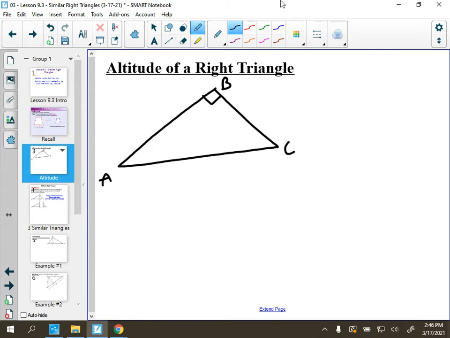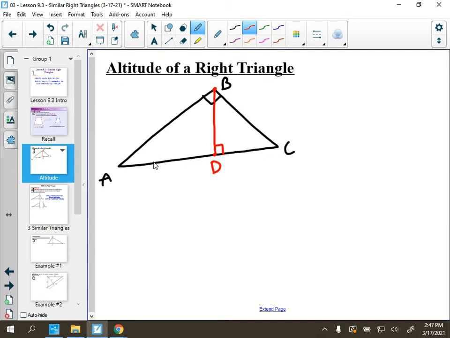There's a third one though, and that's the one we're going to look at: if I put my pen at point B and drop my altitude straight down and hit this side at a right angle. Let's call that point of intersection point D. I've now divided this triangle up into a small triangle, triangle BDC, a medium-sized triangle, BDA, and then of course the original triangle ABC.